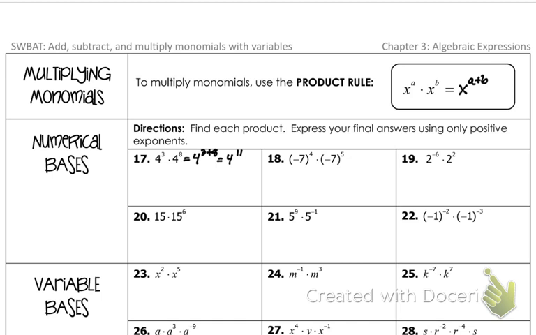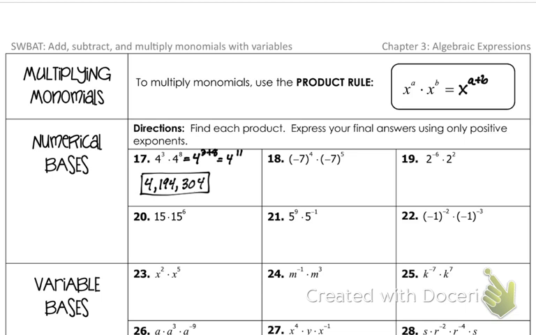4,194,304 is the correct answer for that. That's a huge number. It is a huge number. So we end up with 4,194,304.